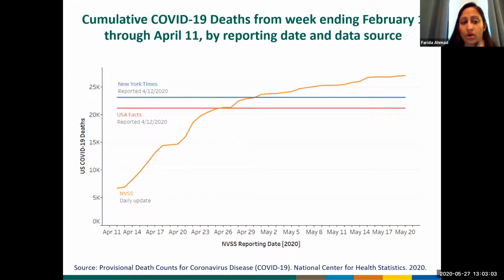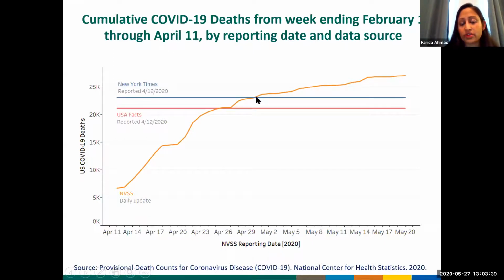There's one website that CDC has that consolidates a lot of case and death information. I wanted to show that if we're focusing on the week of April 11th, so all of the deaths that happened up to April 11th, the New York Times and USA Facts reported over 20,000 deaths for that time period. When we first started reporting deaths for that period of time, we were only reporting about, I think, 6,000 deaths. And then over time, as you see, each day we're getting more and more deaths.